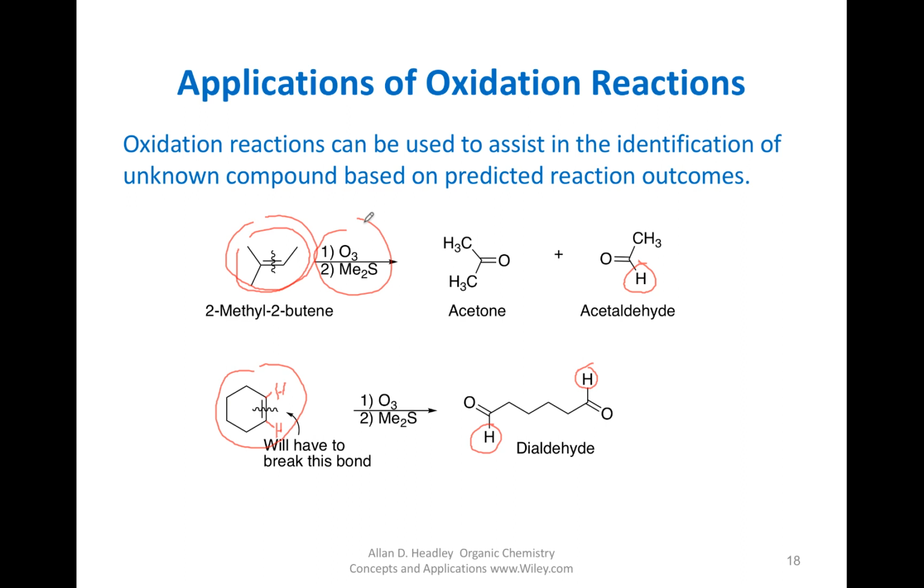So ozonolysis is used quite a bit to determine the structure of an unknown compound based on the functional groups of the products that are produced after oxidation.